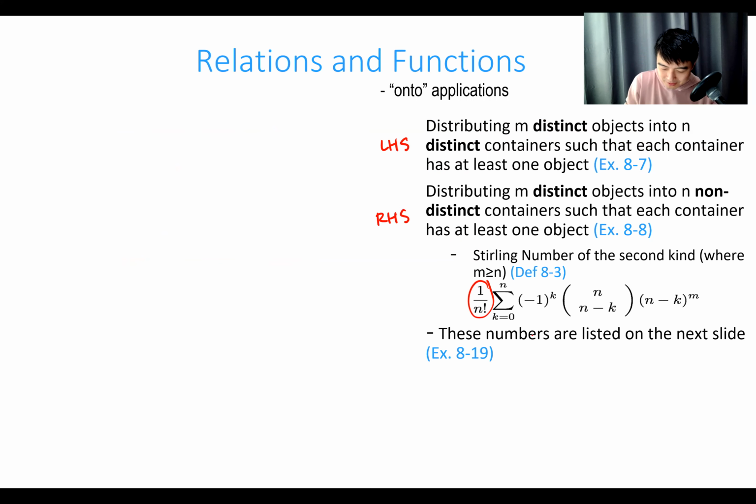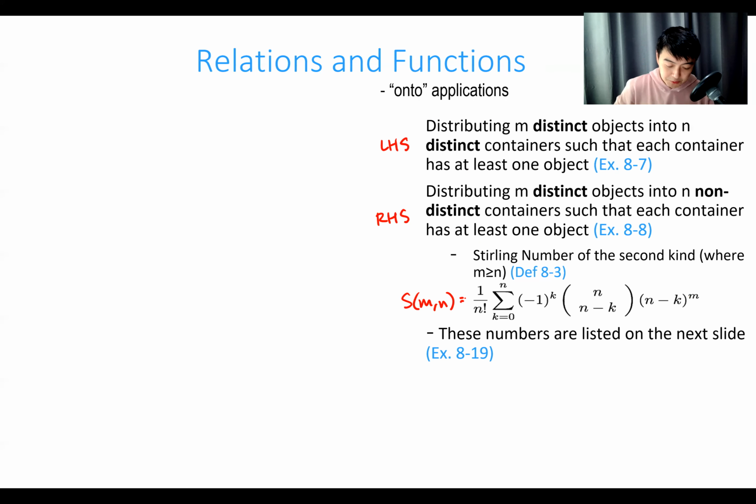Notice here that I have the equation for the number of onto functions. If I use that equation and divide it by n factorial, I will get the problem on the bottom. Now it turns out that this equation is a very special number. It's called a Stirling number of the second kind, and we typically label it as S(m, n).